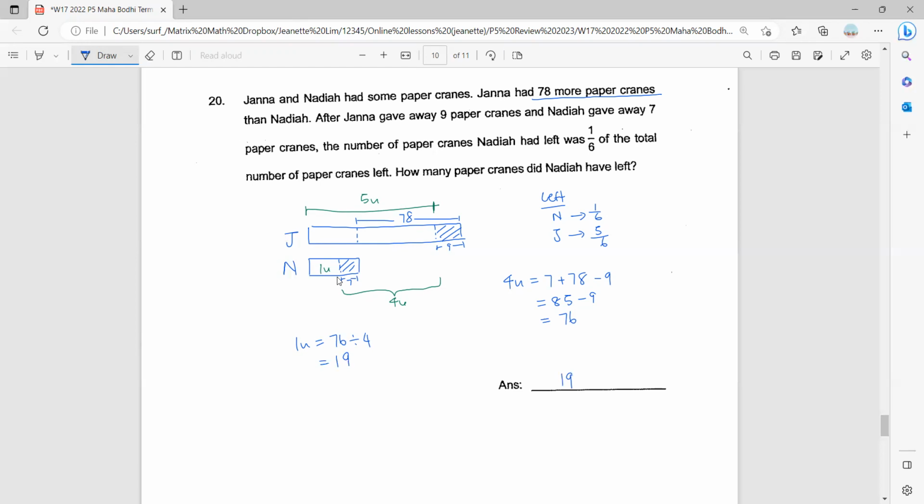All right, so that's the end for this exam paper. Maha Bodhi Term 2 P5 2022.